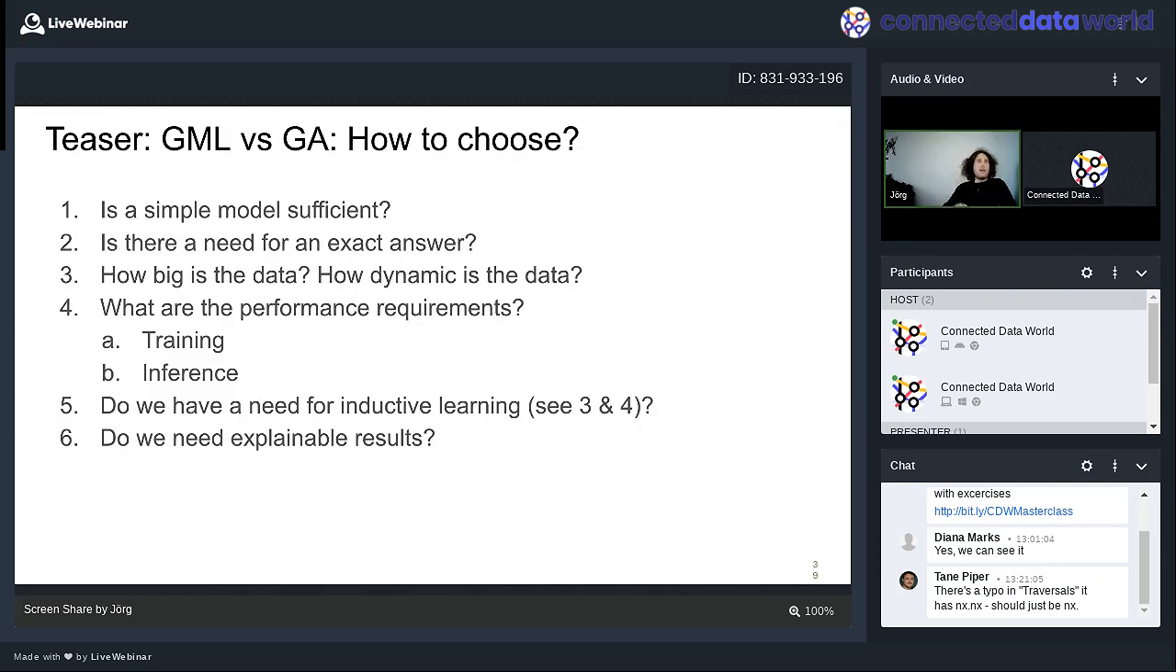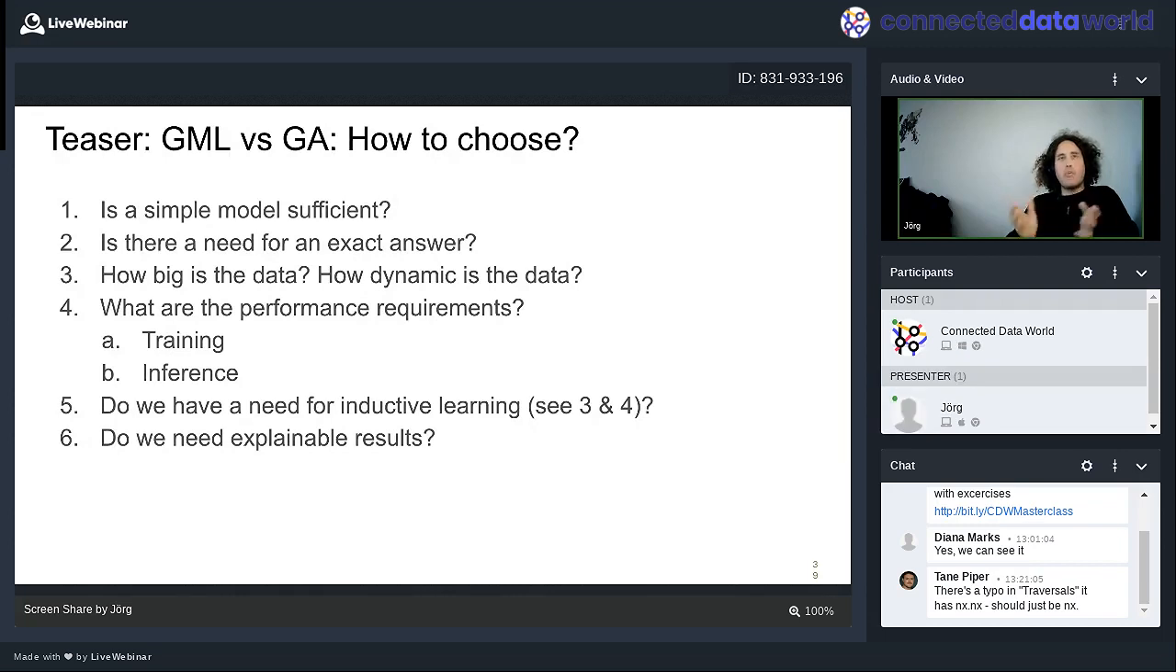Next point would be, how big is the data set? How dynamic is the data set? So graph analytics, as we need to touch upon the entire graph, can become really expensive when dealing with large data sets out there. Whereas on the other hand, taking a statistical model, we can work with a smaller neighborhood. So depending on how complex the model is, if we again have a simple model, the graph machine learning will scale to larger data sets.